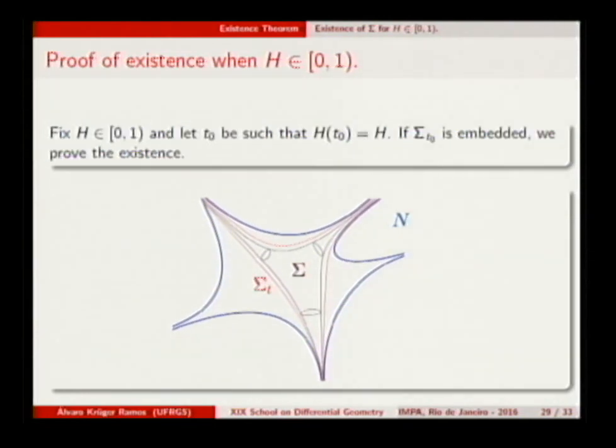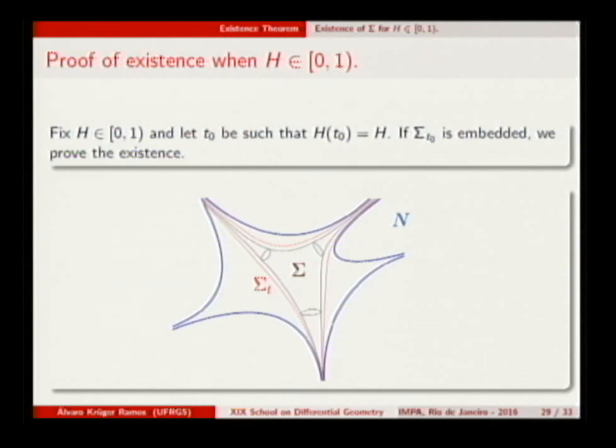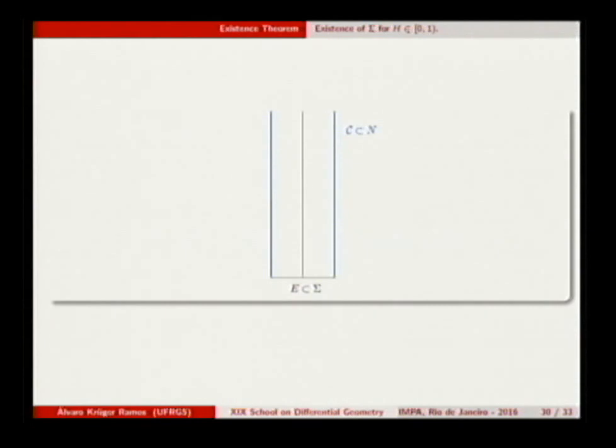So the idea is, how far can I go embedded? We fix some h, and we want to find a t naught such that sigma t naught is embedded and h of t naught is equal to h. We begin with the ends of N and the ends of sigma. Oh yeah, I forgot to mention, this surface has to have each end inside a different end of the ambient manifold. So you take an end of the ambient manifold, and blue will denote things in N, black will denote things in sigma.